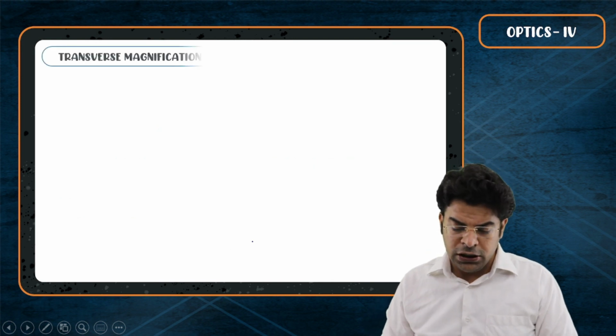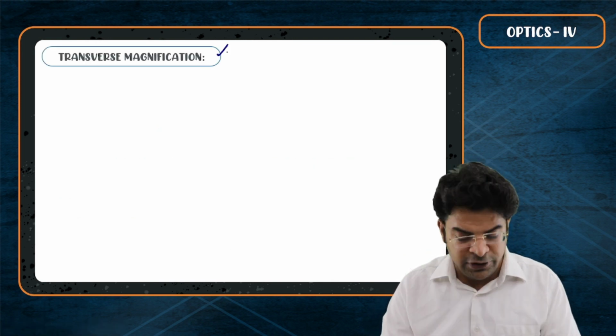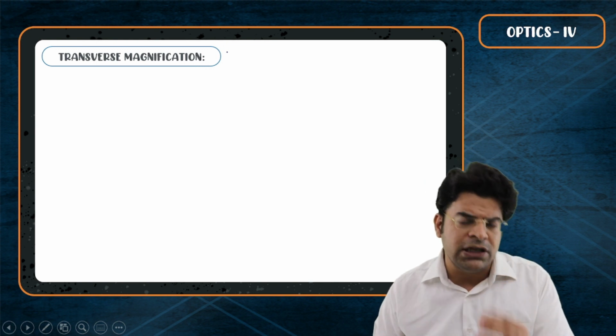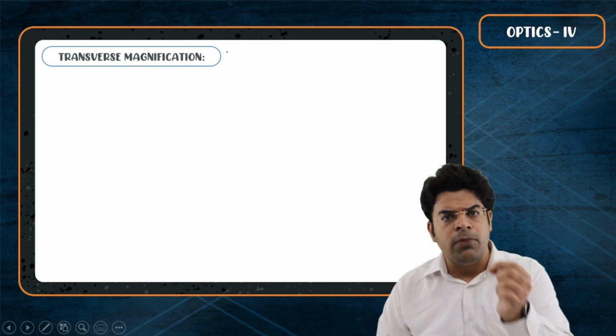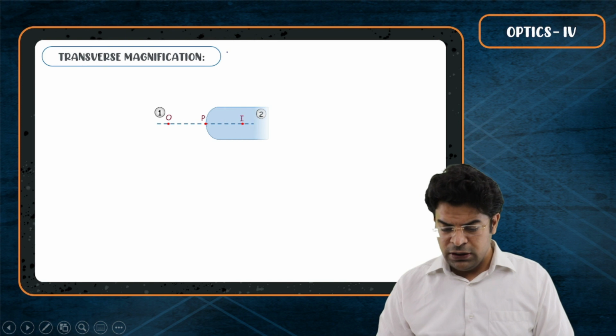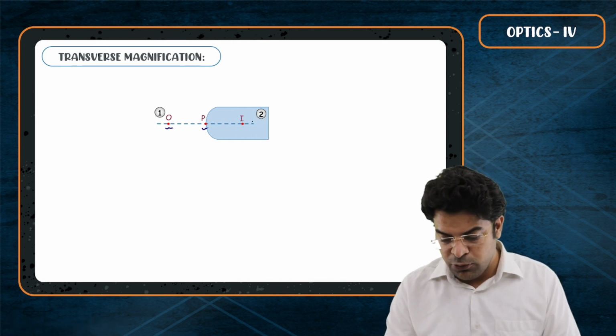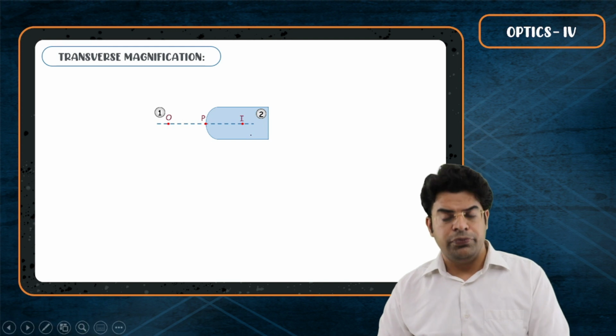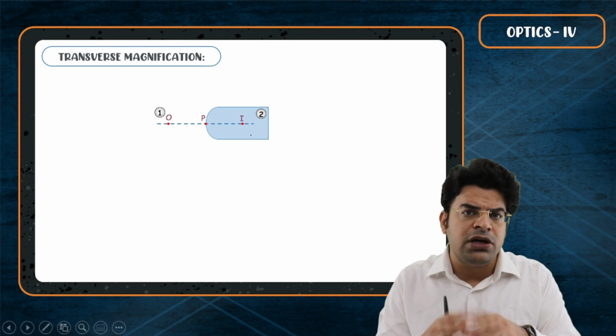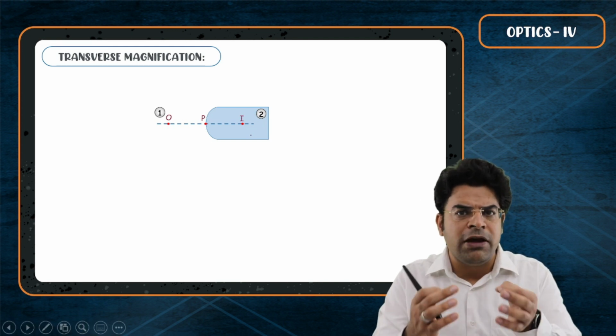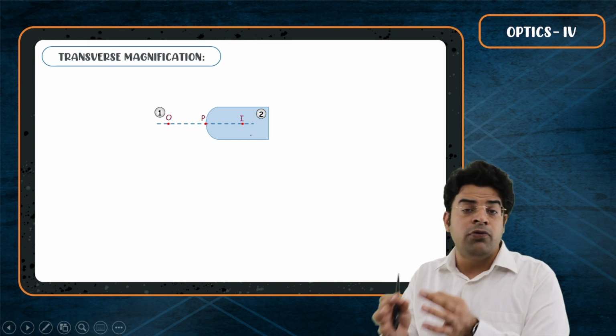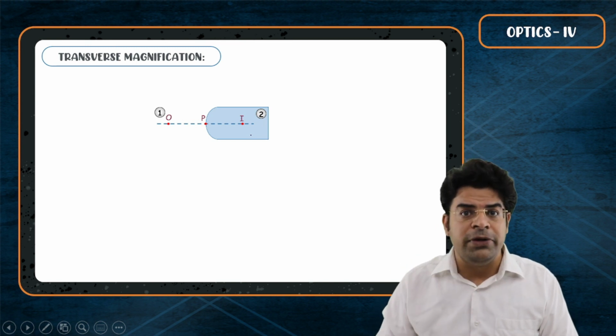Now moving on and talking about transverse magnification. What is the magnification in the case of refraction from a curved surface? So let's say we have got this case, and here we have placed an object. This is the pole, and let's say the image is formed here. We can find out the position of image using the formula mu2 by V minus mu1 by U equals to mu2 minus mu1 by R. But what will be the magnification?